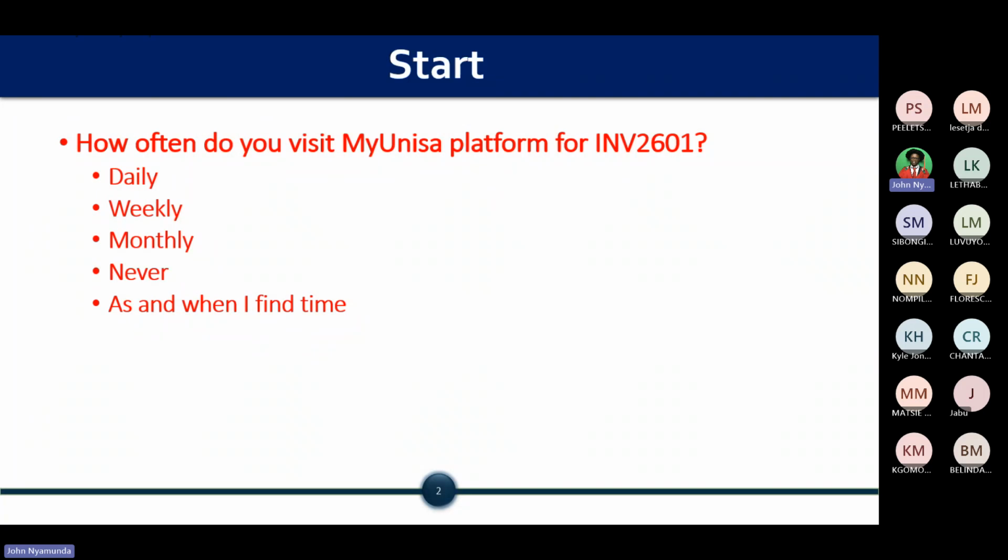We have 14 people and we have 5 responses. Let's get to 7, ladies and gentlemen. I just want to know how often. Okay, now we have lots of people, 9 people. Some visit it weekly. It looks like most of you visit weekly.